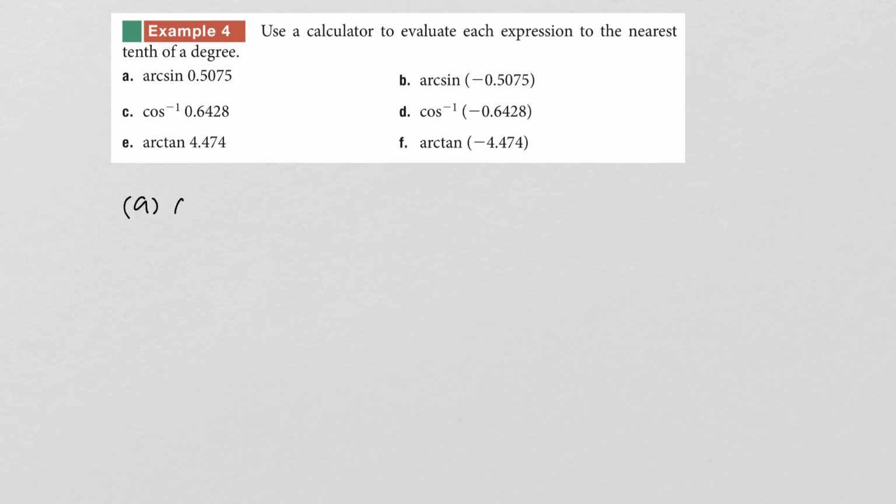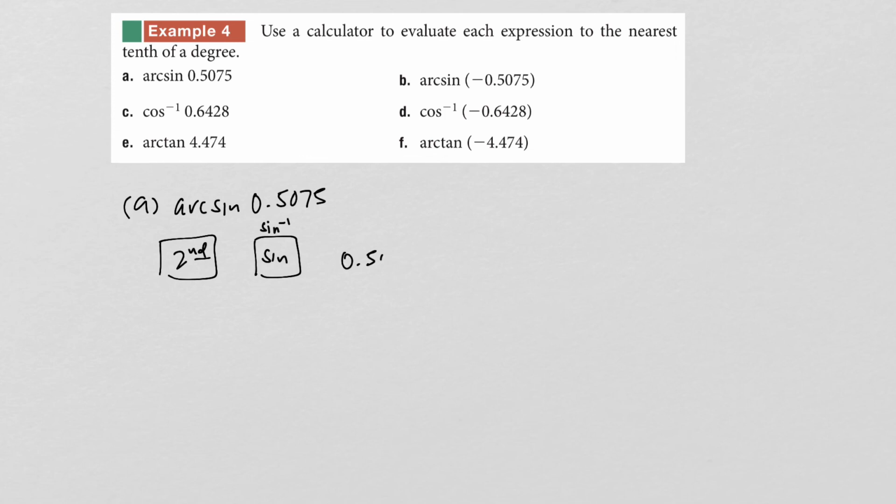So for part A, we have arc sine of 0.5075. When you type this in on your calculator, you are going to hit the second key, and then you will hit the sine key because the inverse sine is above that key. And then you'll simply type in the value, which is 0.5075. And after you do that, hit enter. And if you round this to the nearest tenth of a degree, this one here is 30.49744, and that is approximately 30.5 degrees.